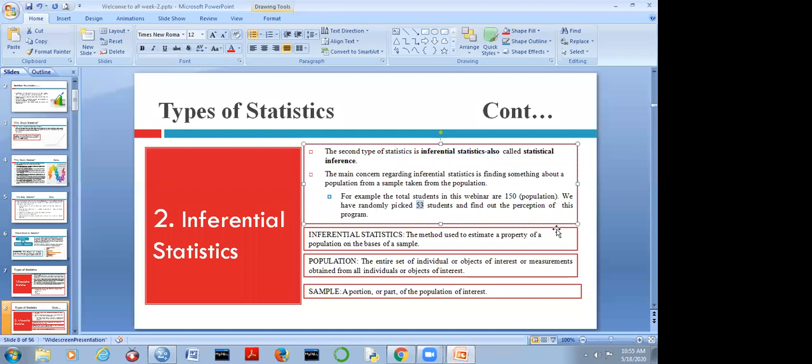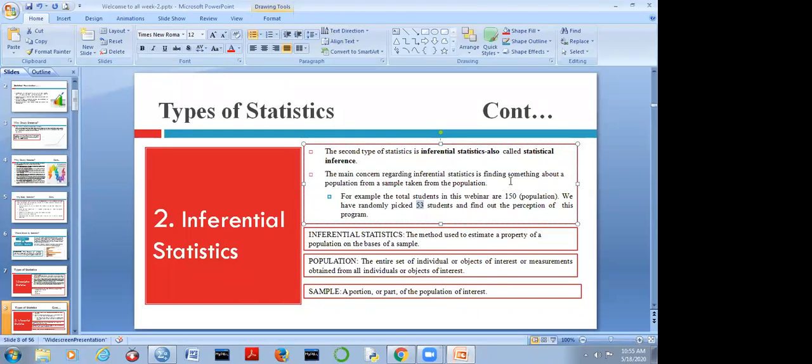अब हमें. What we have to do, 35 students, I have asked them, what is your perception of this program? Good, bad, average, poor. In this manner, I asked them. So what is here? What you understood here? This is inferential statistics. I have taken 35, I picked the 35 students randomly from my entire population.